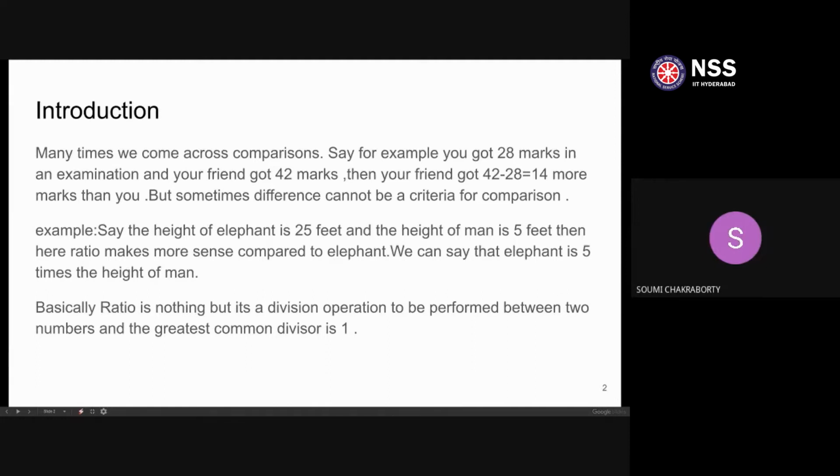For another example, say the height of an elephant is 25 feet and the height of a man is 5 feet. Here, ratio makes more sense compared to difference. We can say that the elephant is 5 times the height of a man. Basically, ratio is nothing but a division operation to be performed between two numbers, and the greatest common divisor is 1. The greatest common divisor being 1 implies that you cannot simplify the ratio or the fraction any further.